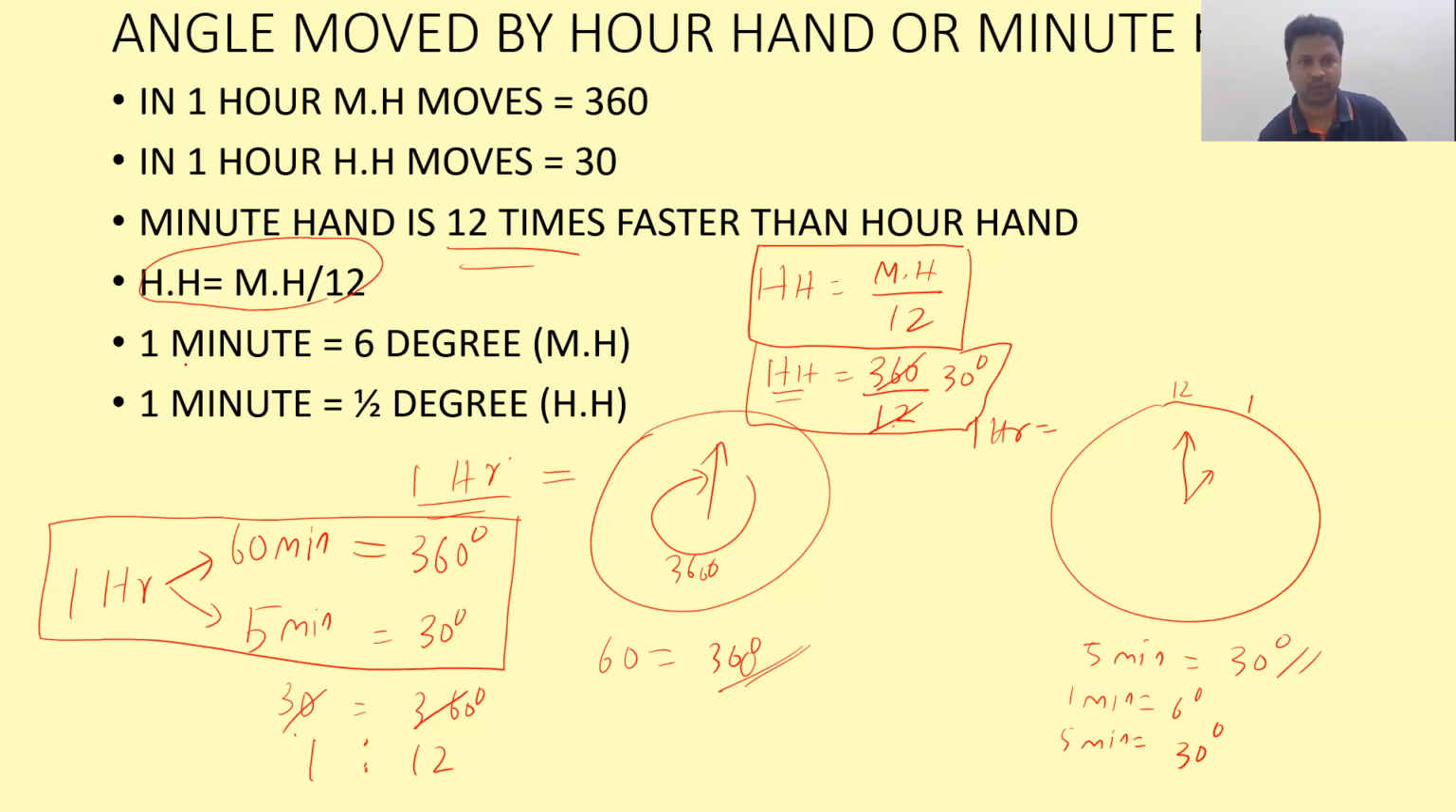So already we have seen this. In 1 minute, minute hand movement is 6 degree. In 1 minute, hour hand movement is half degree. Okay, these are the important things for answering the first type, angle moved by the hour hand and minute hand. Okay, we can do the questions based on this information.